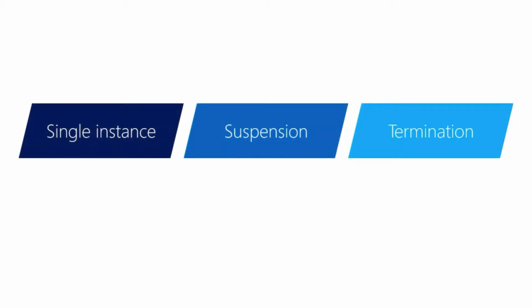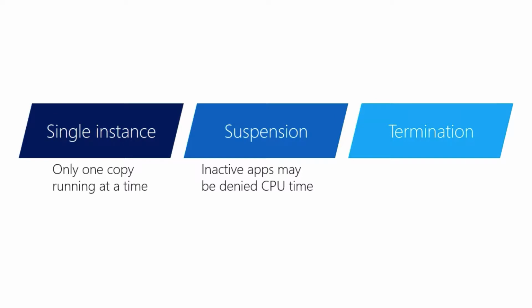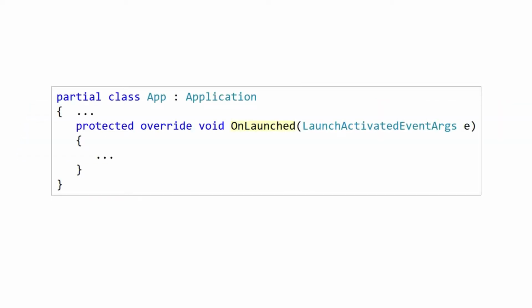Here we're going to talk about application lifecycle, and there's three prerequisite concepts before we really get into it. That's single instance, suspension, and termination. You can only have one instance of a UWP app running at a time.